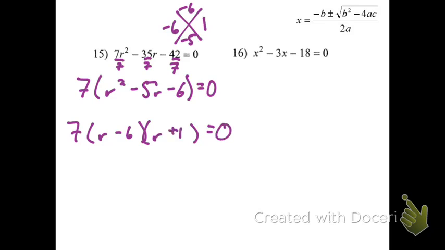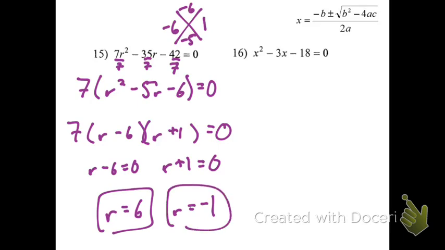So then we set each of those equal to 0. We get r minus 6 equal to 0, r plus 1 equals 0, and we get two solutions. R is equal to 6, and r is equal to negative 1. Thank you very much.